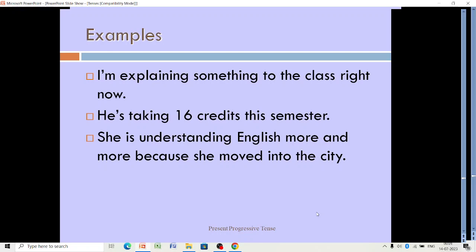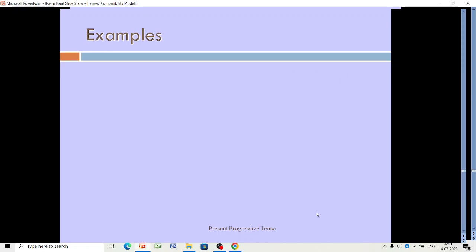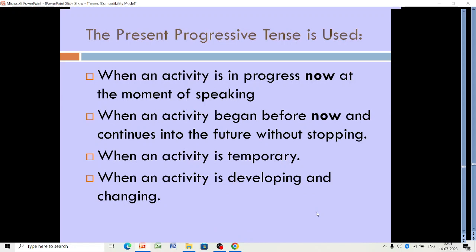So at the time of speaking, the action is going on, we can use present continuous. When an activity began before now and continues in the future, you can use present continuous. If it is not permanent, that means temporary, you can use present continuous.